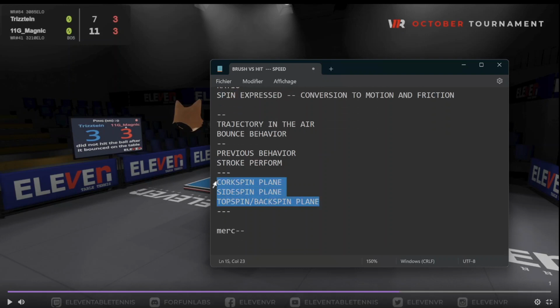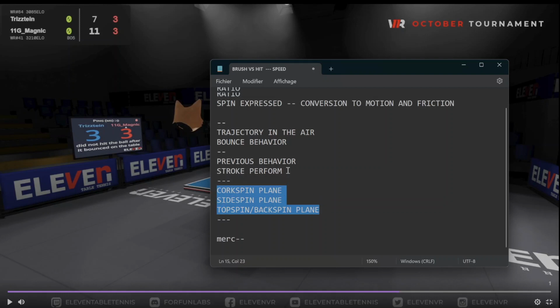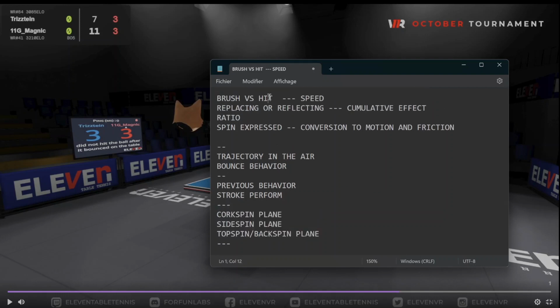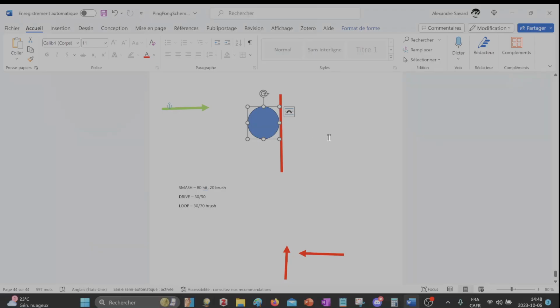There are three planes of motion for spin to happen. A cork spin, which is a clockwise, anti-clockwise kind of spin, the side spin plane, and the topspin, backspin. These are the usual planes in which the rotation can occur. Now, what's most important for us is that we start by discussing the concept of brush versus hit. I want to make sure that everyone's up to speed with this. This is a very fundamental concept in table tennis, and I want to make sure that we understand each other.